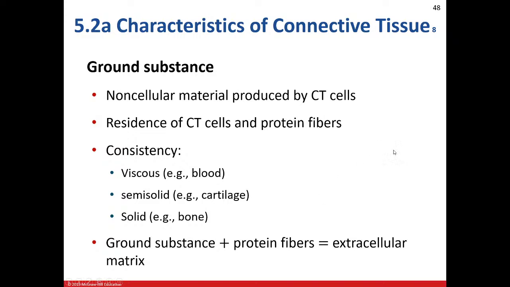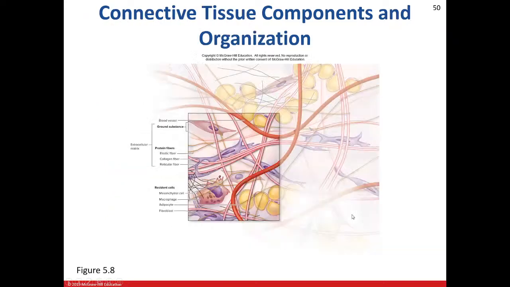All right, so ground substance. This is a non-cellular material produced by connective tissue cells. It's where the connective tissue cells and the protein fibers exist. And it's thick, in other words, viscous. It's semi-solid in cartilage, or it's solid in bone. So the ground substance and the protein fibers together make up the extracellular matrix.